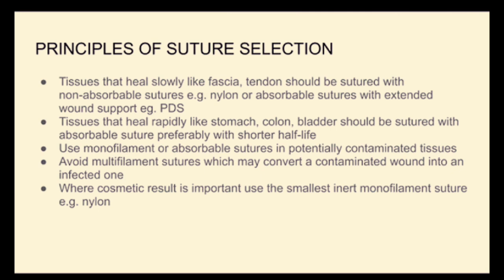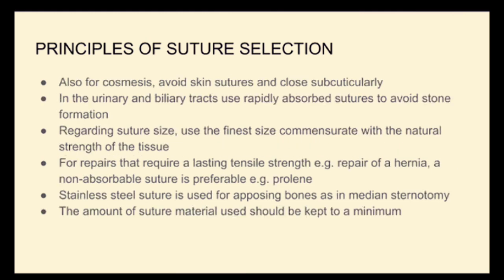So generally, we use monofilament or absorbable sutures in potentially contaminated tissues, and we avoid the multifilament sutures in wounds that have potential to become infected. So where cosmetic result is important, the use of the smallest inert monofilament suture is advised. Also, for cosmetics, we avoid skin sutures and close subcuticularly. Like for example, in excision biopsy of a fibroadenoma, while you're closing around the areola where the incision was made, because of cosmetics, we avoid skin sutures and we close subcuticularly.